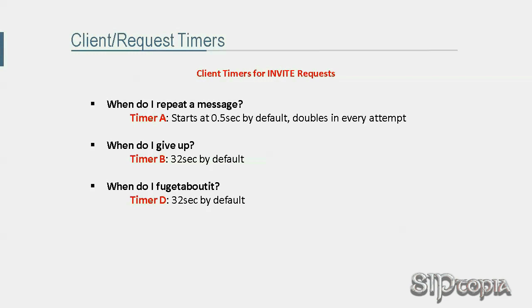2. When do I give up? When you send an invite request, you start timer B, which is 32 seconds by default. When you see all these recent invite requests based on timer A going out, you wait until your patience, aka timer B, runs out. 3. When do I forget about it? Now, once timer B kicks in, you start timer D. Timer D is 32 seconds by default, and that's the time it takes you to forget all about this call. Flush the call down the pipes. Naturally, unless you're a developer, timer D might not be too important to you. In the client timers for invite request, you should know about timer A and timer B.